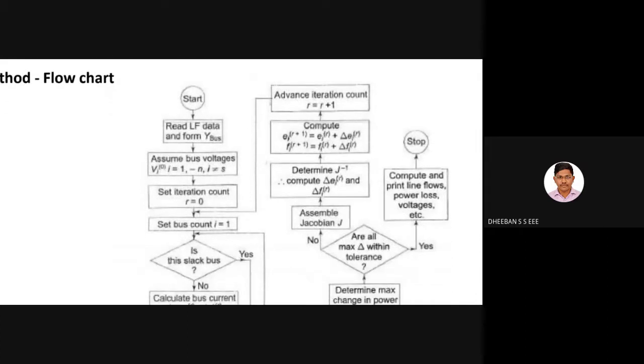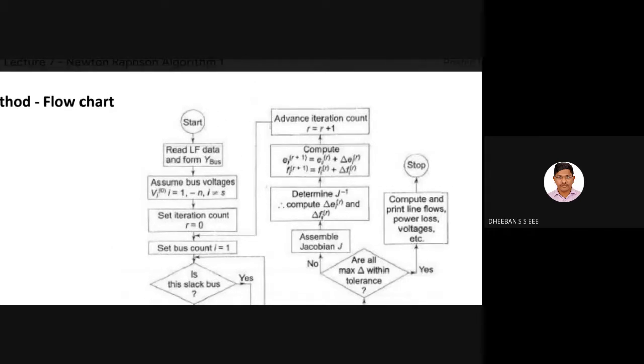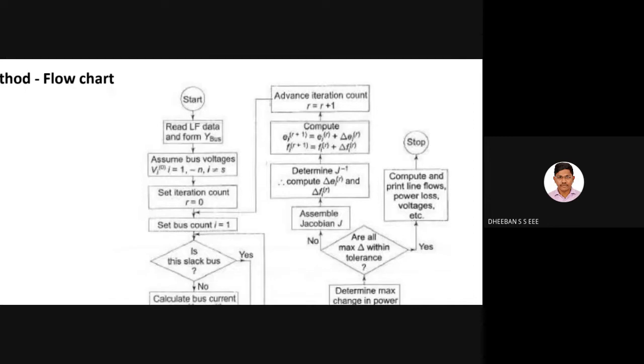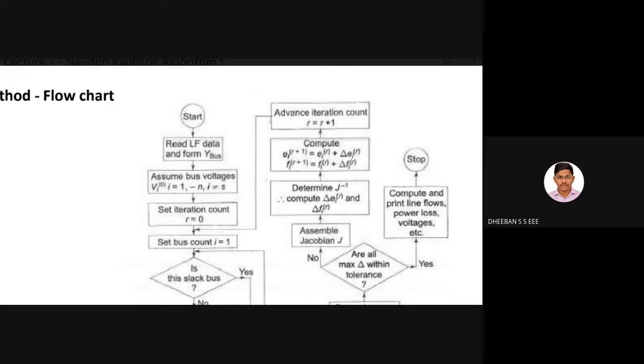After formation of the Jacobian matrix, you have to compute the values of del E and del F. This del E and del F are nothing but your voltage and your del value. So how can we get this voltage and del value? From the equation I have told. From this equation, wait, I'll be switching over.